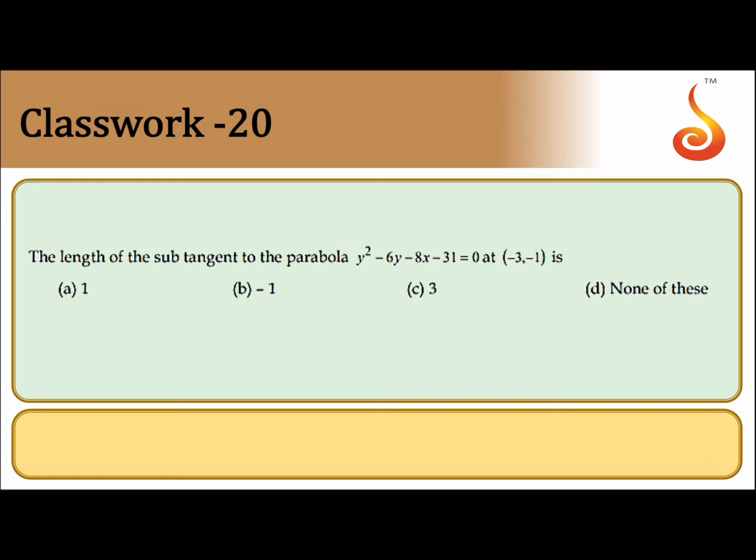Coming to next one. The length of subtangent to the curve at the point minus 3 minus 1. Subtangent. So what is meant by subtangent formula? Subtangent formula is equals to y1 divided by m modulus. y1 is the y coordinate of the point and m is the slope. So y square minus 6y minus 8x minus 31 is equal 0 at the point minus 3 minus 1.